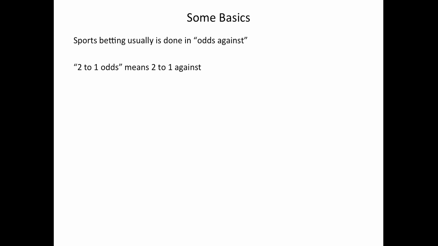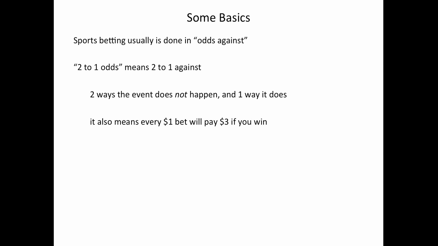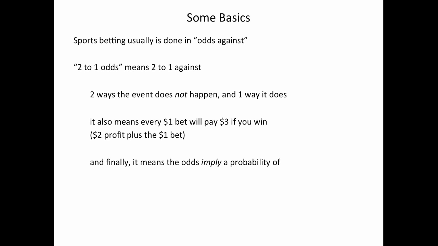2-to-1 odds, for example, means 2-to-1 against, and that's two ways the event does not happen and one way it does. It also means for every $1 bet, every $1 bet would actually pay $3 if you win that bet. That is, the $2 profit and the $1 that was actually bet are returned as winnings. And finally, it also means the odds imply a probability of a particular event as one way it could happen out of 1 plus 2 total possibilities. In other words, 1 over 3 or 33%.